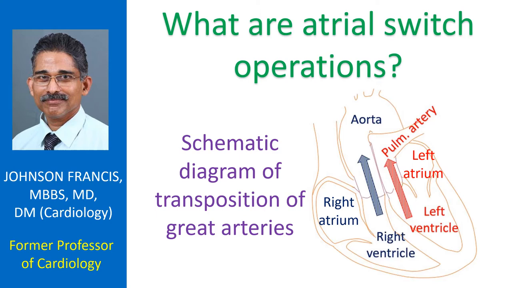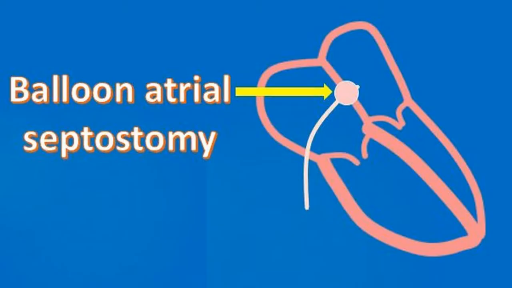The ventricles are the lower muscular chambers of the heart. Aorta carries oxygenated blood to the whole body, while pulmonary artery carries blood returning from the body to the lungs for oxygenation. In transposition of great arteries, blood returning from the body is pumped back into the body without oxygen enrichment. Blood returning from the lungs after oxygenation is pumped back into the lungs without utilization of the oxygen.